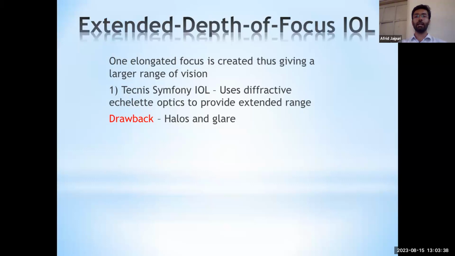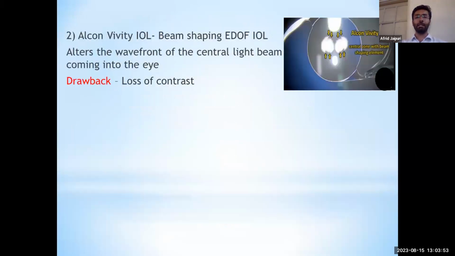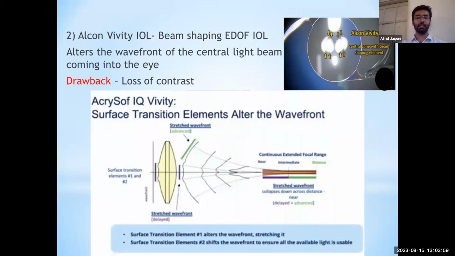The extended depth of focus IOLs have one elongated focus, thus giving a larger range of vision. The Technis Symphony IOL uses diffractive echelette optics to provide extended range, but it has halos and glare. The Alcon Vivity IOL is a beam shaping IOL. It alters the wavefront of the central light beam coming into the eye, but it creates a loss of contrast.